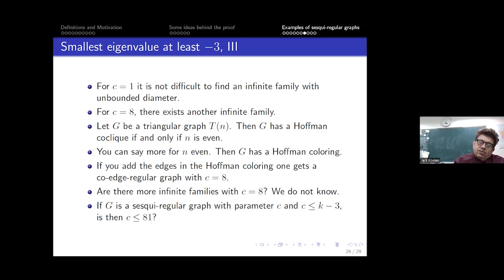Whether we can show that C has to be, or diameter has to be 2, that's not a question. That is, we don't know. Sesqui regular graph with C is 8, that's more than -3, and many vertices, well, that is diameter 2. Those are all things we also don't know.